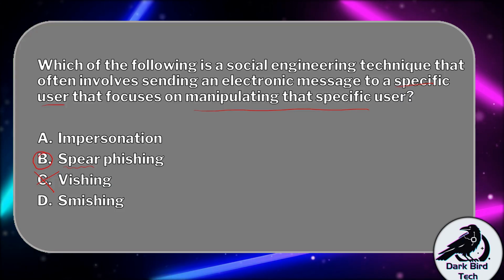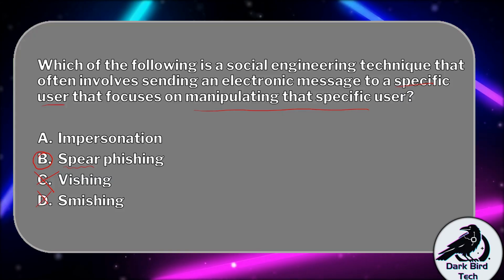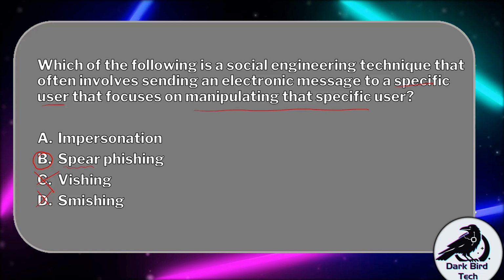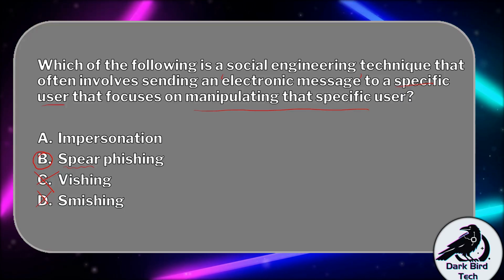It could be smishing, but it also could not be. If it was something like an email or maybe an instant message on a more enterprise platform, then technically it wouldn't be smishing. The only thing they gave us here was electronic message. So it could be, could not be, 50-50, can't make a guarantee there.